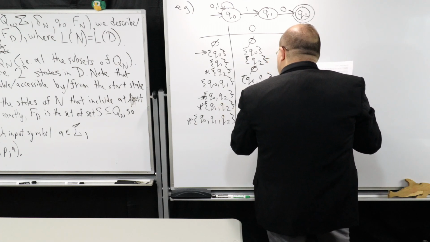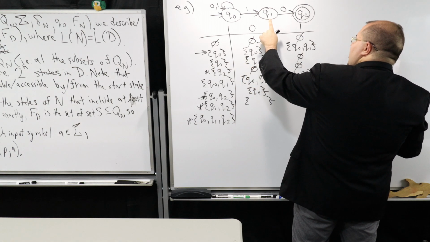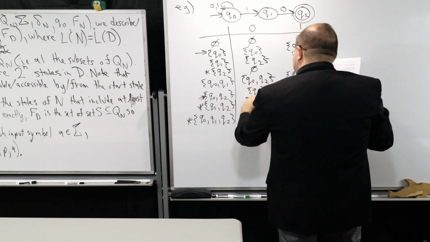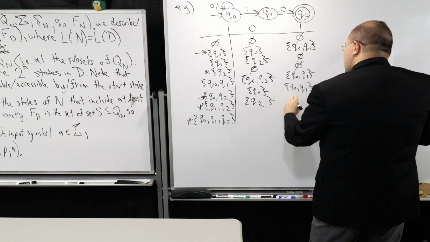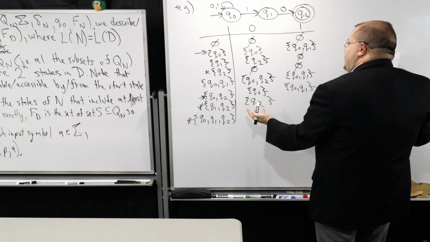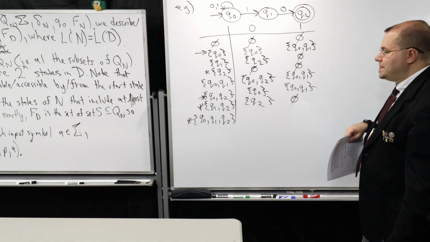Okay, so Q1 and Q2. If I read a 0 on Q1, I go to Q2, right? But I don't have any transitions out of Q2, so this better be just Q2. There is no 1 leaving Q1. Neither is there a 1 for Q0, so you know that's just going there.